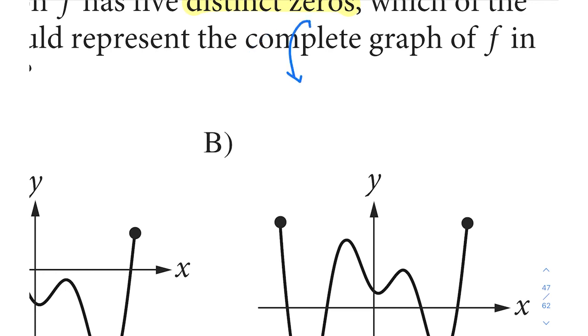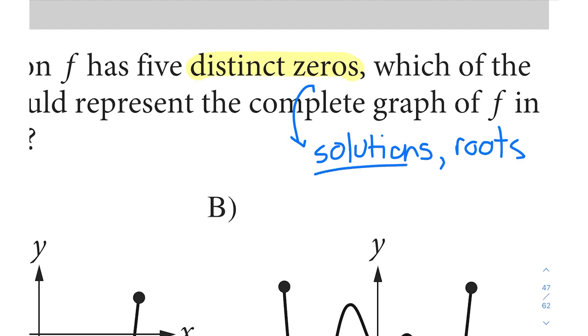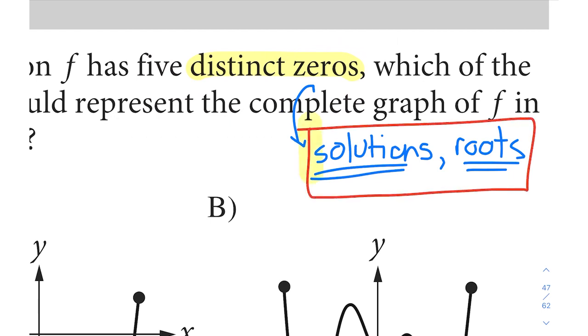I didn't mean to point at answer choice B. I meant to just point out a couple words. Zeros, it's really the same thing as saying solutions, or sometimes you'll see it as roots. Those are equivalent terms, and the SAT can present those in different ways.